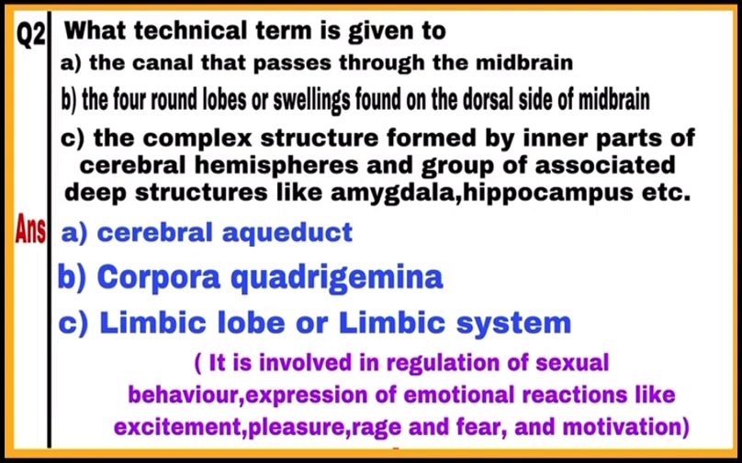C. The complex structure formed by inner parts of cerebral hemispheres and group of associated deep structures like amygdala and hippocampus, etc. This complex structure is limbic lobe or limbic system. Note important point. This limbic system is involved in regulation of sexual behavior, expression of emotional reactions like excitement, pleasure, rage and fear, and also helps in the motivation.